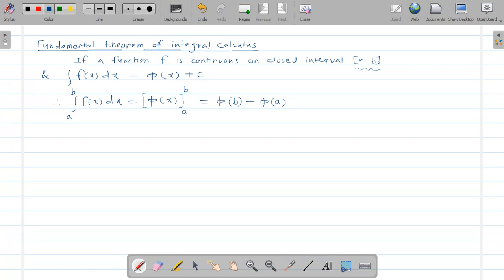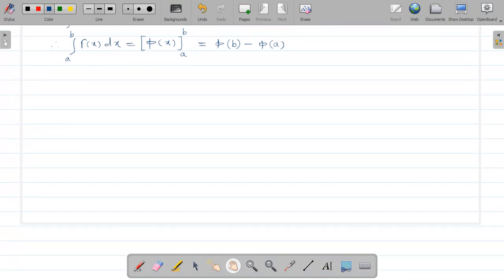So I will take one simple example to understand that concept. So let us see one example. I will write one example here. Suppose it is given: evaluate the integration from 1 to 2, and the function is x square dx. Okay, now how will you solve this?